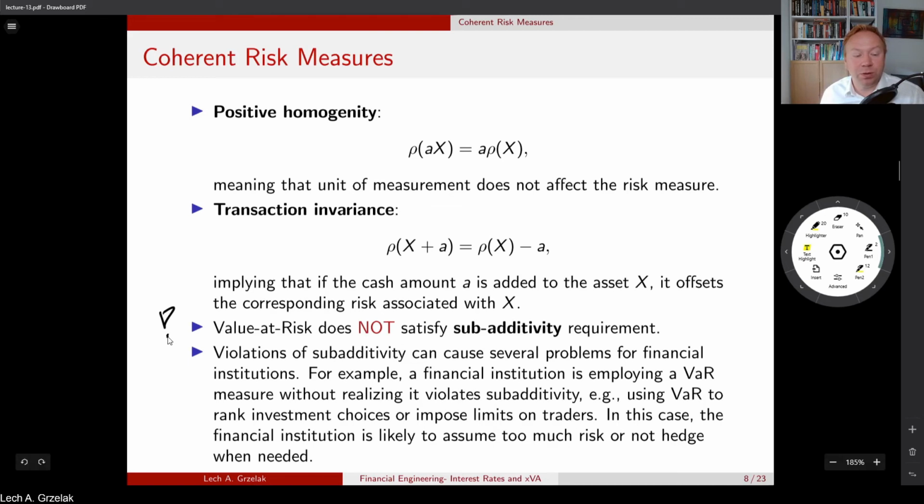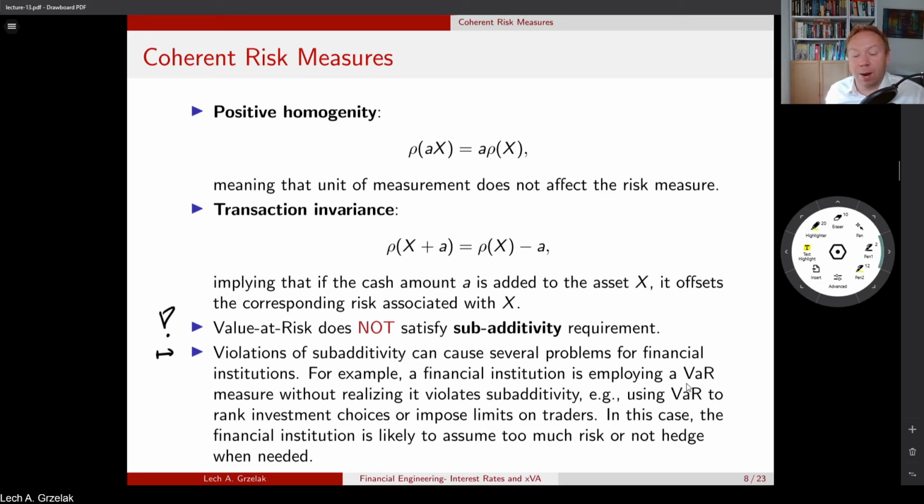As I already have mentioned, VAR does not satisfy sub-additivity. And what are the issues with that? If we have a VAR measure which doesn't satisfy sub-additivity, this is, let's say, a very unlikely scenario. However, it can happen that sub-additivity for VAR doesn't hold. Then, for example, we have a situation where a financial institution is employing a VAR measure without realizing it violates it. So this is the basic case.